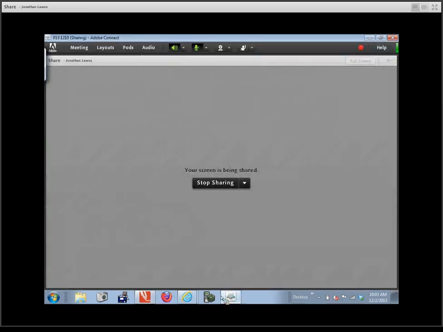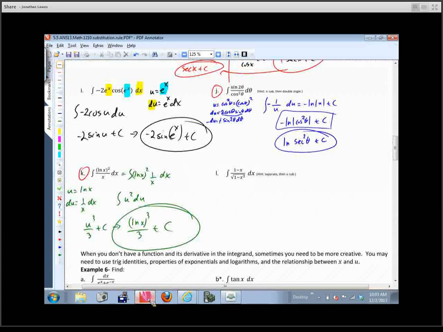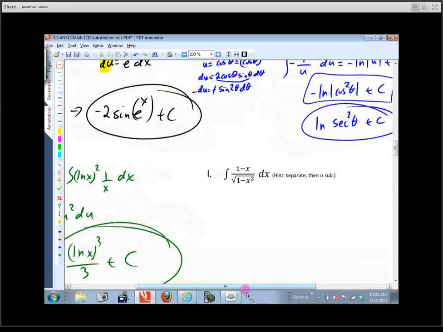Any questions there? Okay, pretty simple example to start out with. Okay, let's take a look at this next one here that we left undone.